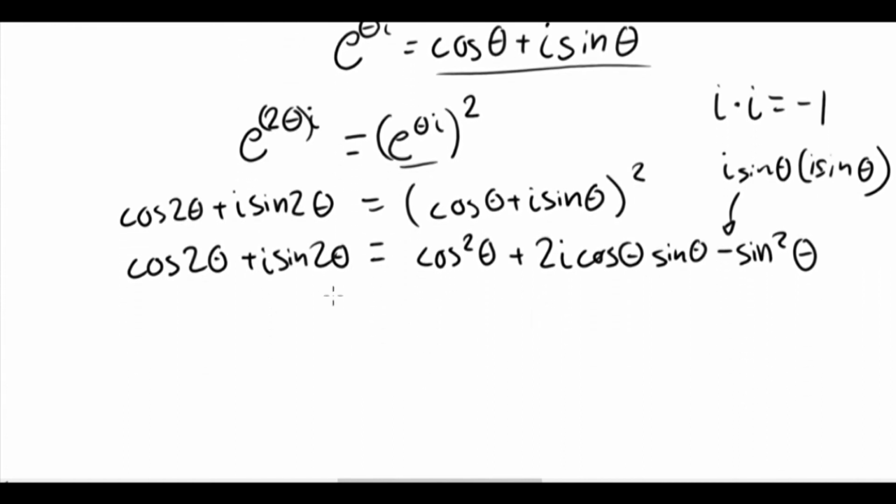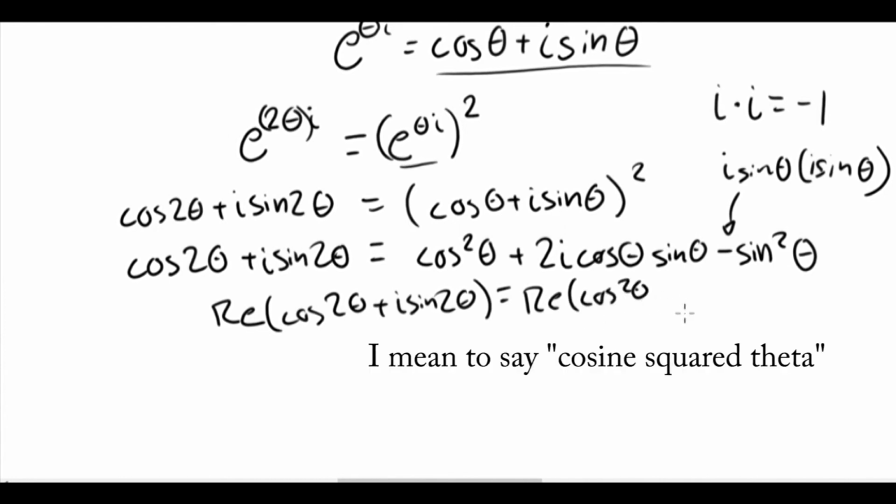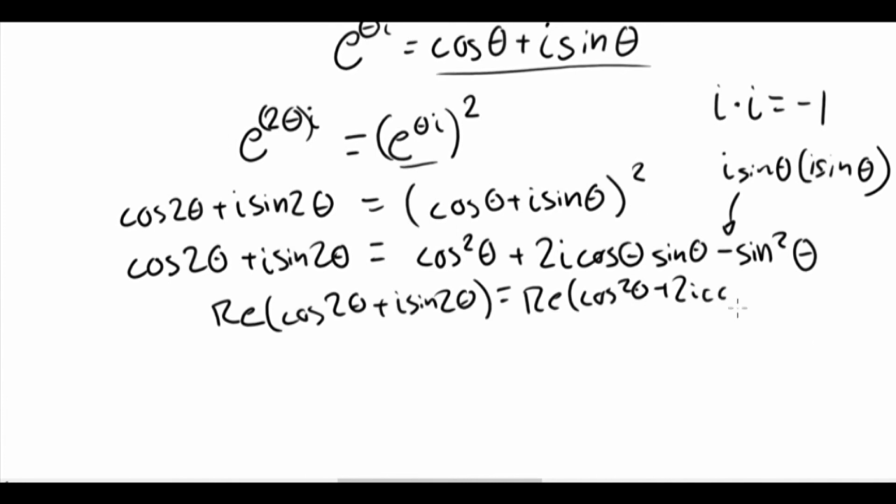So now we have these two sides of the equation, and here's what we're going to do. I'm going to take the real part of both sides of this equation. So the real part of cosine 2 theta plus i sine 2 theta should be equivalent to the real part of cosine squared theta plus 2i cosine theta sine theta minus sine squared theta. The real part of this is just going to be this component because this part over here has an i, so cosine of 2 theta.